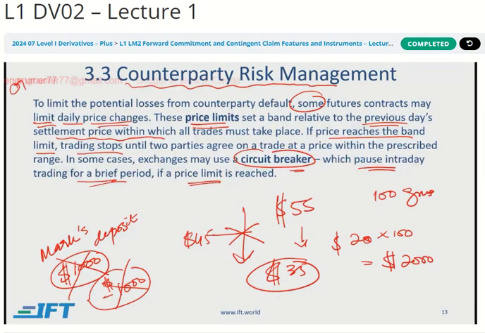And if you want to see a real life example, look at the oil price when it went so far down that it actually became negative. It became less than zero. So if you're interested, look into that, and hope to see you in the next video.